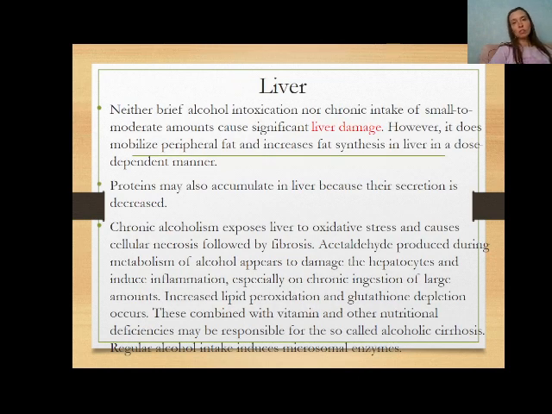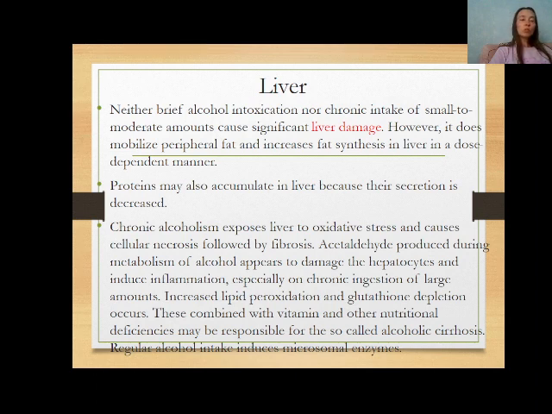How does it affect the liver? On the liver, it causes damaging reactions. However, it does mobilize peripheral fat. It increases fat synthesis in liver in a dose-dependent manner. Proteins may also accumulate in liver because their secretion is decreased. Chronic alcoholism exposes liver to oxidative stress and causes cellular necrosis followed by fibrosis.